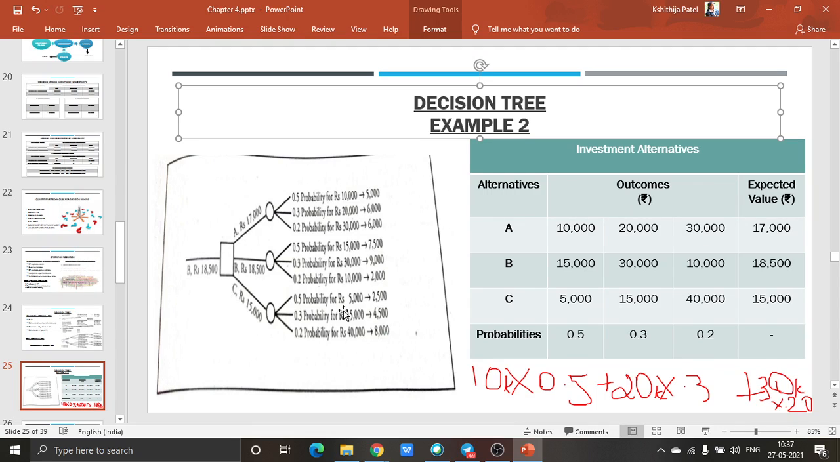I hope this decision tree is clear. It is nothing but, instead of mentioning in the form of a table, they are just trying to mention it in the form of a decision tree. That's all they are doing. The answer that you get in the table or in the tree is the same.